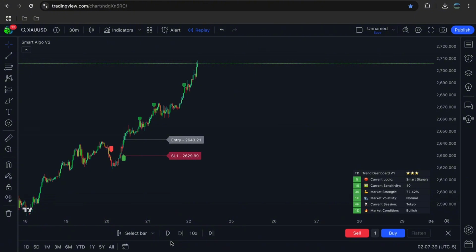Use the stop-loss level provided by Smart Algo to set your maximum risk and adjust your position size so that the dollar amount of your loss stays within your risk tolerance. For instance, if your stop loss is 20 pips away and you're risking $10, calculate your lot size accordingly. Staying consistent with this approach will help you avoid emotional trading and large losses.